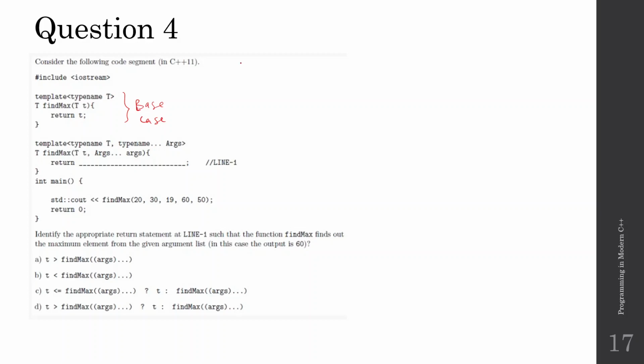When we find the maximum, we can recursively find the maximum of smaller and smaller subarrays, until we come to just a list with one element. The maximum of a one element list is the value itself, right? So here, if findMax is given T and just one argument, then the maximum will be that only. So this is the base case.